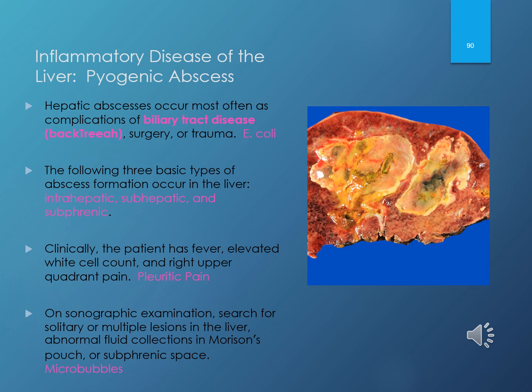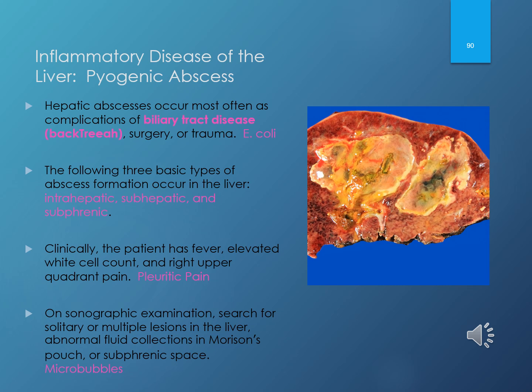The following 3 basic types of abscess formation occur in the liver: intrahepatic, subhepatic, and subphrenic. So subphrenic means below the diaphragm, which would put you just above the liver. So I can't really think of another location around or in the liver, so that would make sense. Clinically, the patient has fever, elevated white cell count, and right upper quadrant pain, and that pain can shoot up into pleuritic pain, especially if it's subphrenic, so that pleural lining of the lungs can hurt with pyogenic abscess. That makes sense.